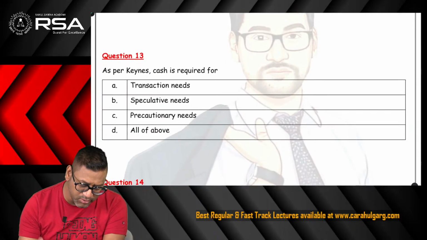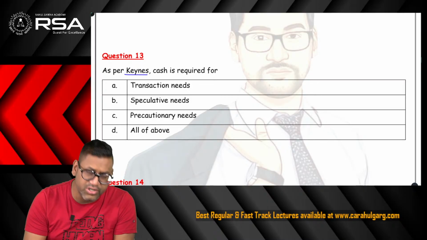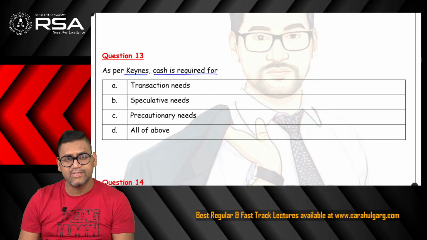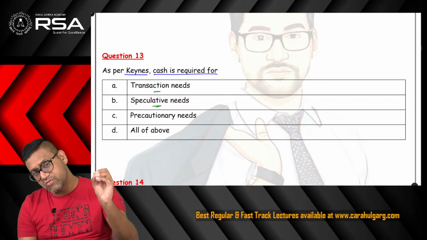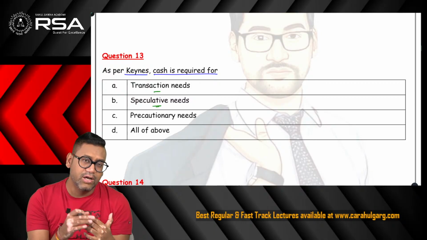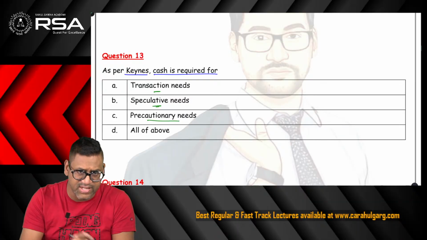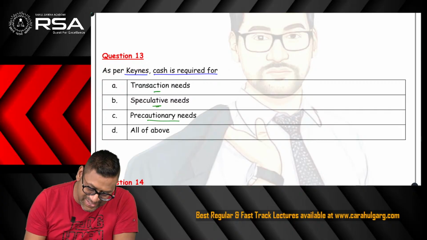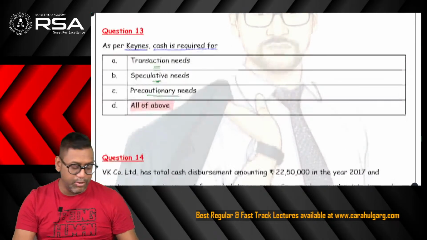Question number 13, again a good one from cash management. It says, as per Mr. Keynes, you study in economics, na? Keynes theory. As per Keynes, cash is required for. So Mr. Keynes said the cash is required for three motives. One is transaction needs, for doing the transaction. Then speculation needs: you may encounter some opportunity whereby by investing a certain amount you can probably earn a very good return. So that is speculative need. And for the precaution, it means for emergency, etc. So these three are correct, but obviously we can't mark all three. So the correct option is D, that is all of the above, because it encompasses all three types of need: transaction, speculative, and precautionary as well.